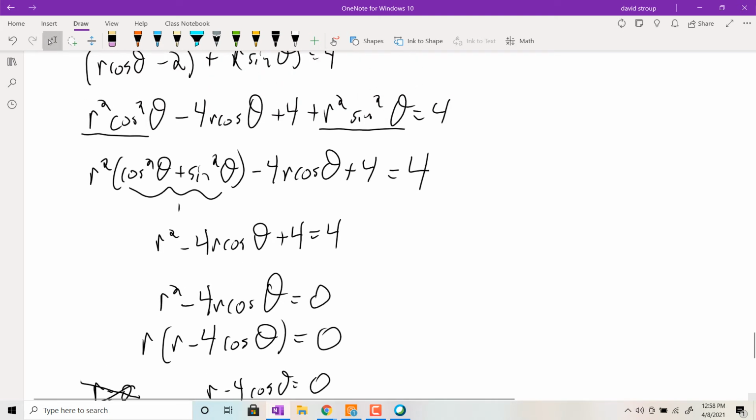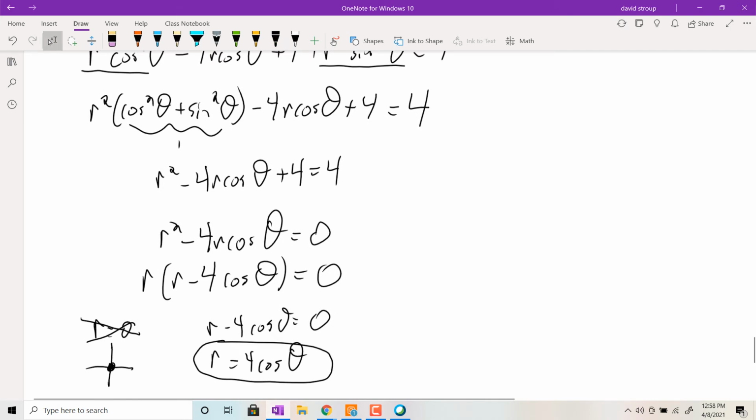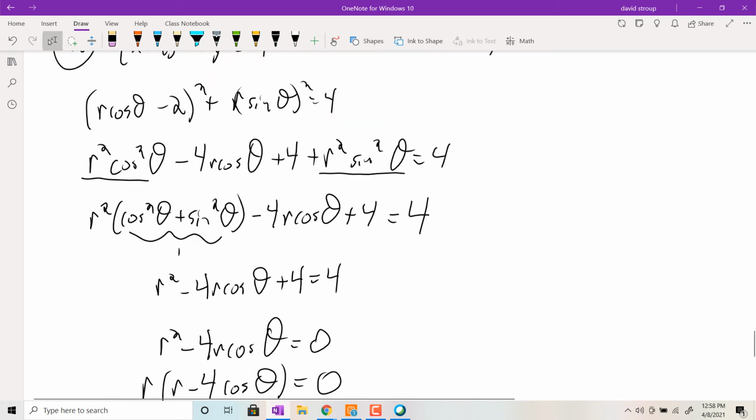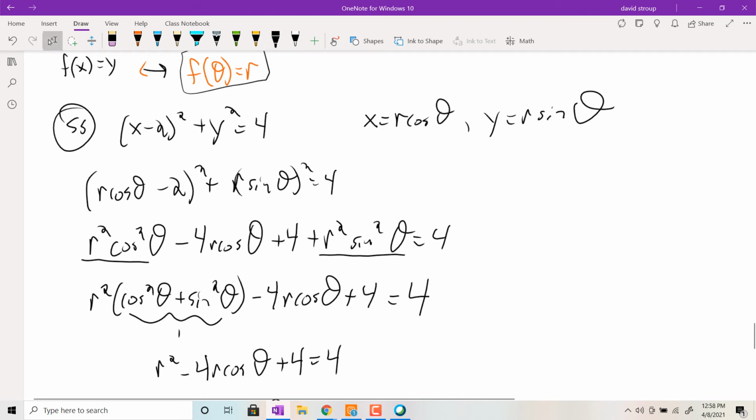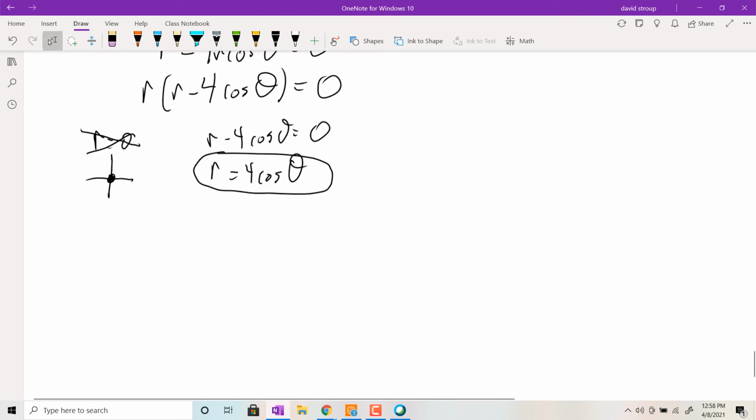But I'll accept either solution if you just leave it like that. You know, I'm pretty flexible at this point. You probably haven't had a lot of experience with polar graphs, right? So I'm comfortable with bending a little bit on my test. But hopefully you're getting something like r equals something in terms of theta.